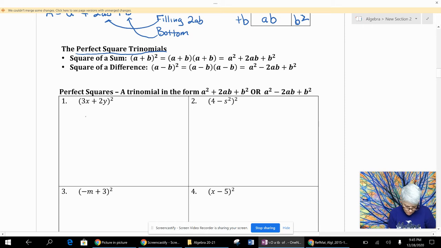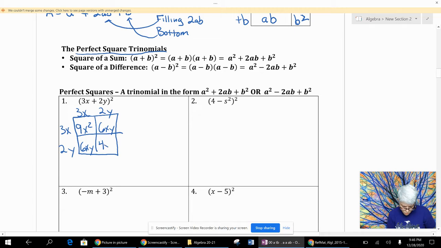And so I'm going to go ahead and do the matrix or the box method like you used yesterday. 3x, 2y. It's always going to have the same thing on both sides. So that's going to be 9x squared, 6xy, 6xy, 4y squared. You can see the like terms in the diagonal. So now I'm going to add them up. 9x squared, or combined like terms, I guess is a better way to say it. 12xy plus 4y squared.